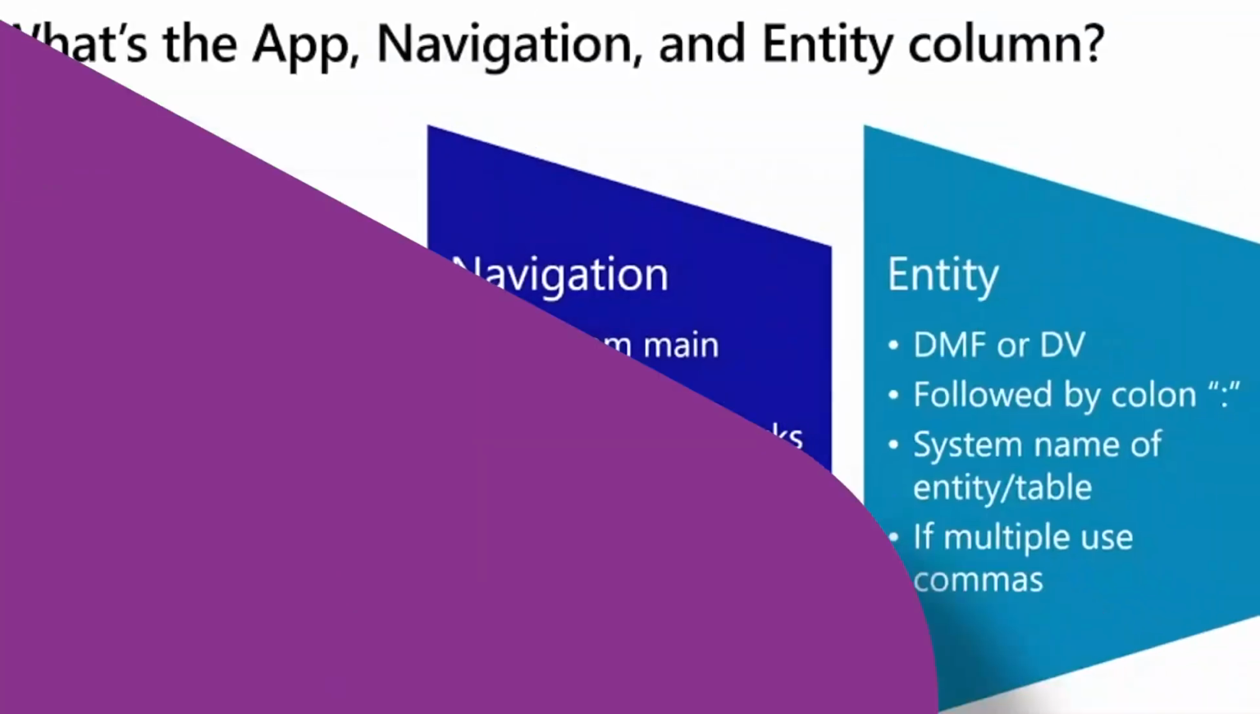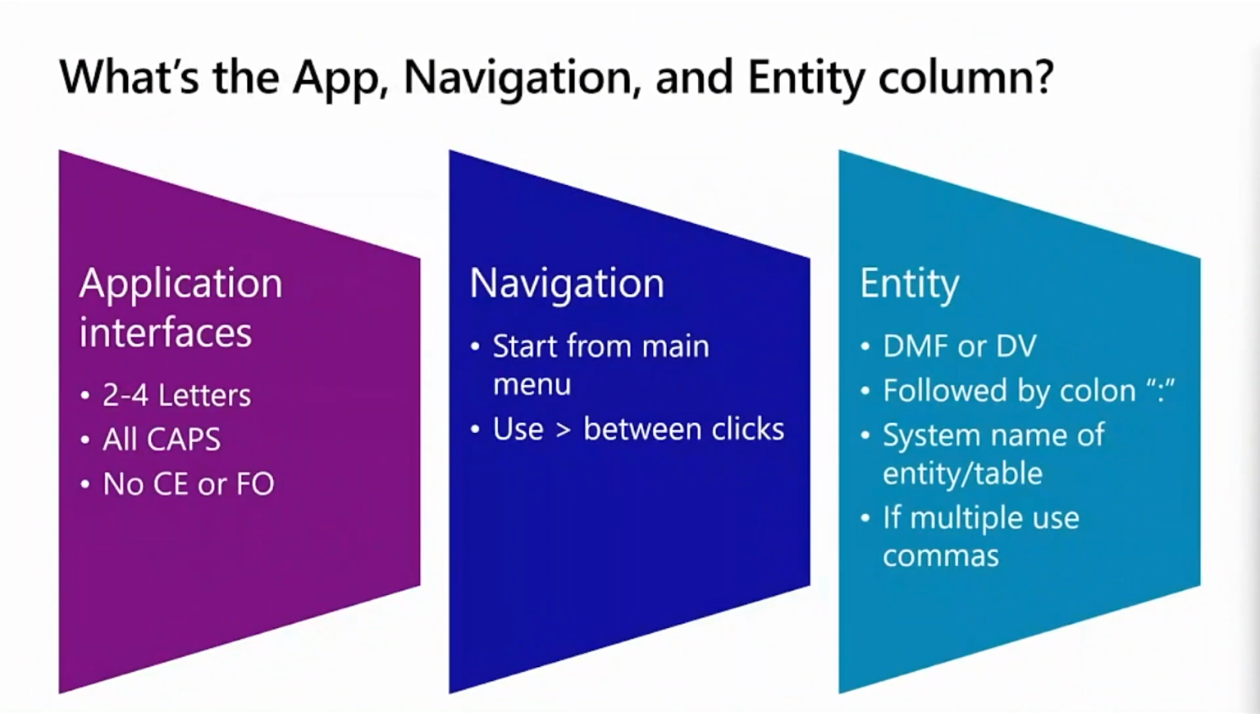The last column in the table is the app, navigation, and entity column. This column uses a combination of abbreviations for the application interface, the navigation, and the entity or entities, if there's more than one, for this particular step. The application interface is always 2 to 4 letters, and you should use the letters that we've documented in our article. Use all caps, and we do not allow you to say CE or F&O.